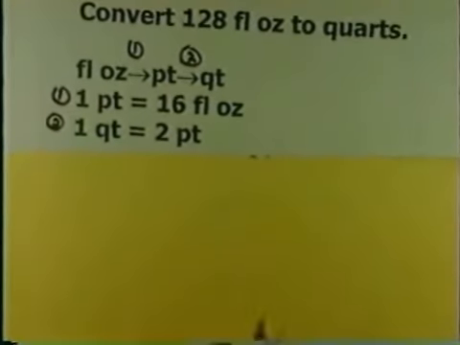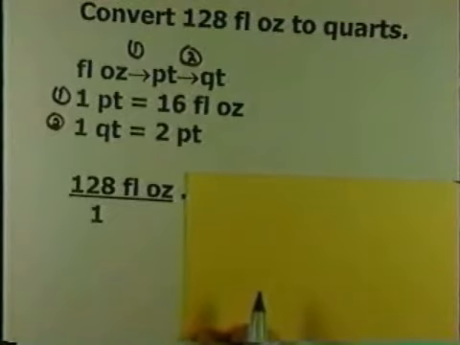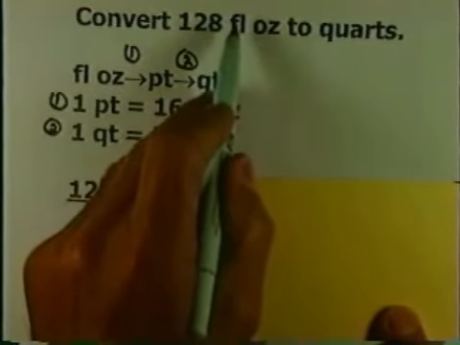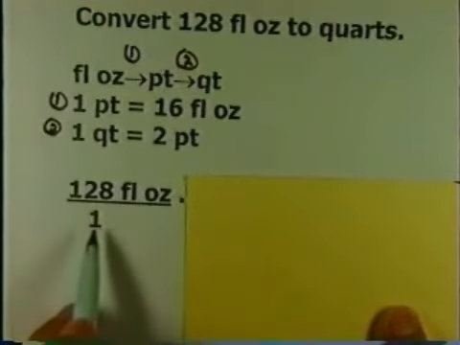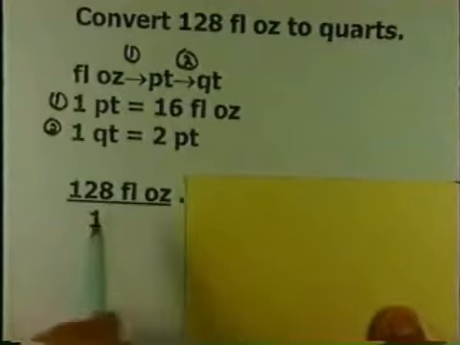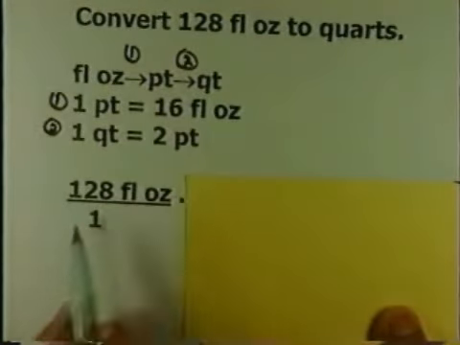Now you always start with the given quantity over 1. So the given quantity was 128 fluid ounces. So I have 128 fluid ounces over 1. That's what you always start with. The quantity I give you over 1.